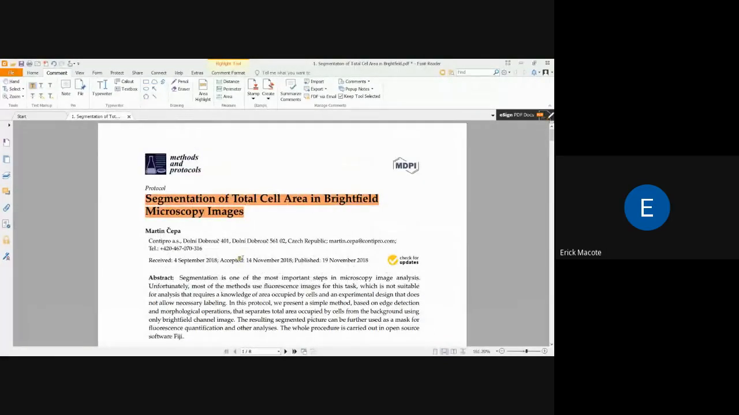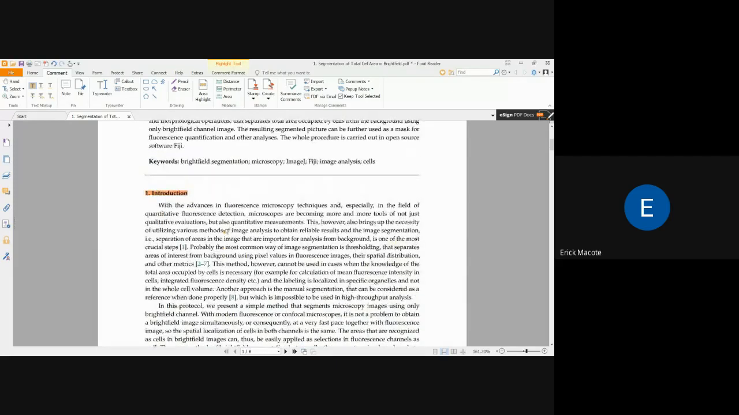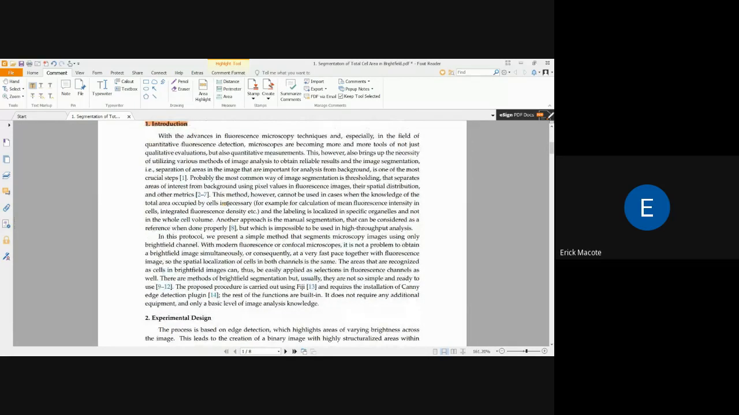Okay, good morning, everyone. Today I'm going to talk about the segmentation of total cell area in Brightfield microscopy images. In this study, we analyze methods based on edge detection and morphological operations, which highlight areas of varying brightness across the image. This leads to the creation of a binary image, which separates the total area occupied by cells from the background using the Brightfield channel image.